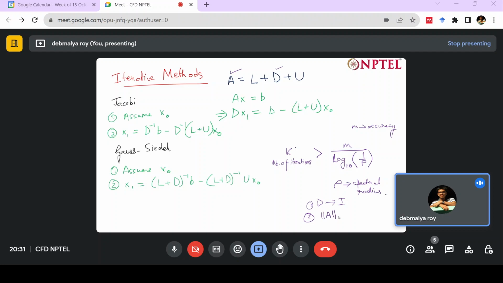So which norm is mostly accepted here? You can find the infinity norm. That will give you the best result. So again, recapitulating, what is the infinity norm? The infinity norm is basically the highest row sum.